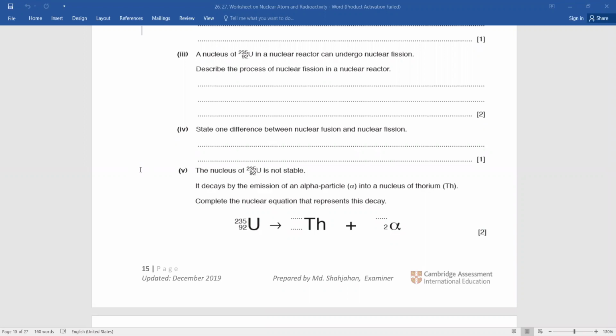So, what is the answer of 4? Sir, 4 or 3? 3. The nucleus absorbing a neutron breaks into lighter elements. 3, we are done. Now 4.